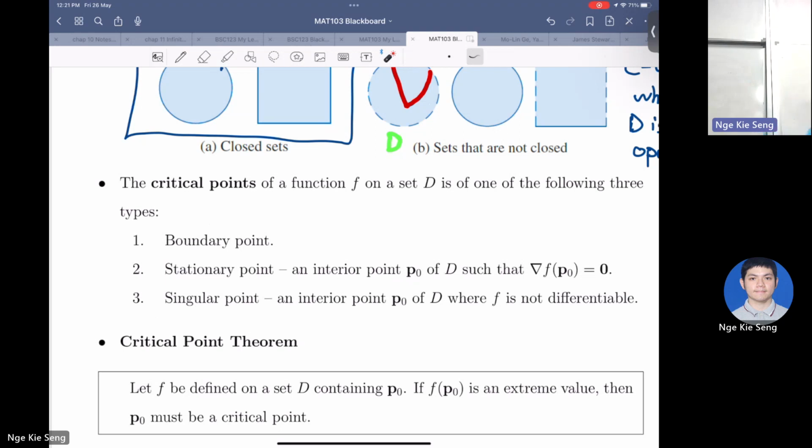Boundary point. What's a boundary point? Boundary point means the boundary of the interval, or the endpoint of the interval. Is it clear what the boundary of the interval is?